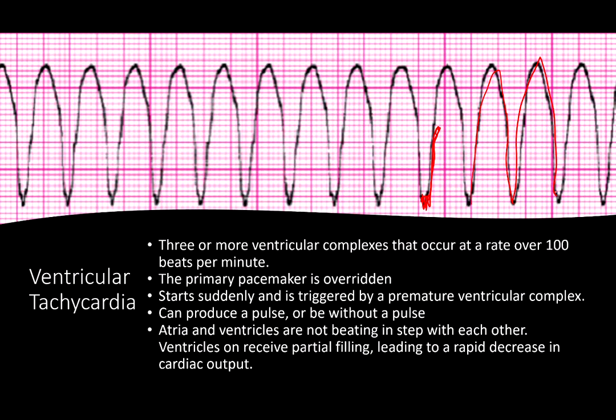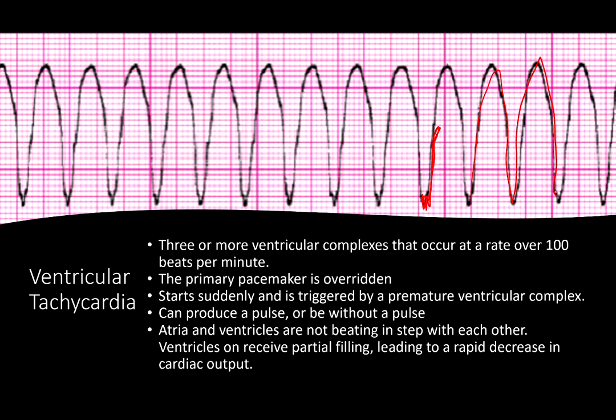And this is basically where it's coming from the ventricles, but the ventricles are so irritated, they just kind of start rapid firing. So something is severely irritating those ventricles. This can produce a pulse, and we call that VTach with a pulse. It can also be pulseless, and we call that pulseless VTach. And this week we're kind of focusing on pulseless VTach with our treatments. But make sure you are checking for a pulse on your patient.